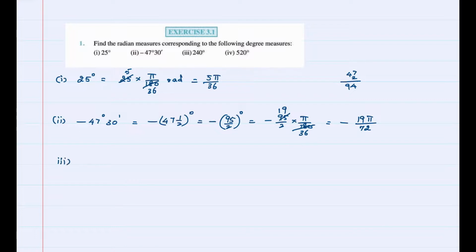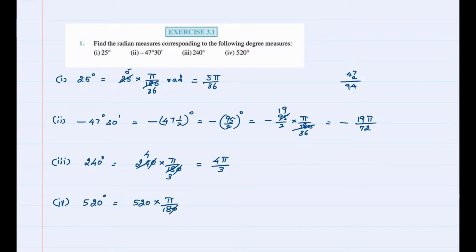Third subdivision, 240 degrees. To convert it into radians, let us multiply by pi upon 180. We will cancel 6. The answer is 4 pi upon 3 radians. Fourth subdivision, 520 degrees. We will multiply by pi upon 180. We can cancel 2, 26 and 9. The answer is 26 pi upon 9 radians.